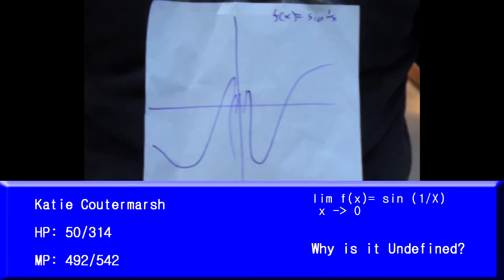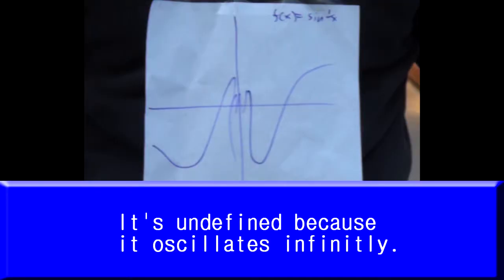Darn it! This graph doesn't make sense. It looks like there's a limit somewhere. Yeah, that's a tricky graph. It's undefined because it's oscillating infinitely. Even with a calculator, you won't be able to find the limit.